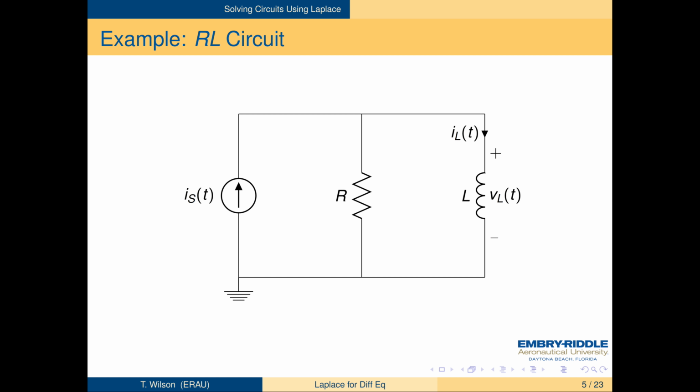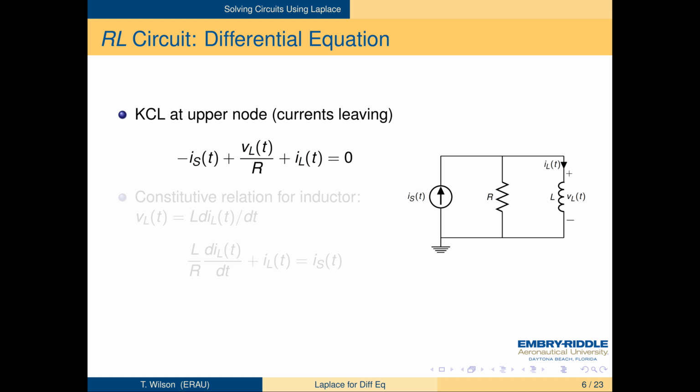Consider the parallel RL circuit driven by a current source of strength I sub S of t. Let's find the differential equation relating the inductor current I sub L to the current source waveform. Since this is a parallel circuit, it seems natural to use KCL to sum currents as a way of finding the differential equation. Summing the currents at the top node, we have minus the source current plus the current leaving through the resistor plus the indicated inductor current should all sum to 0.